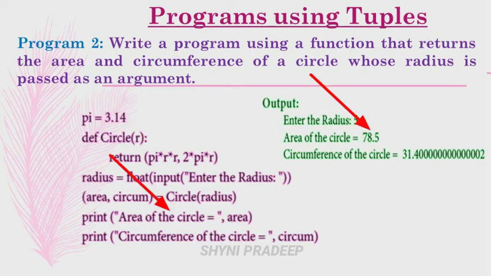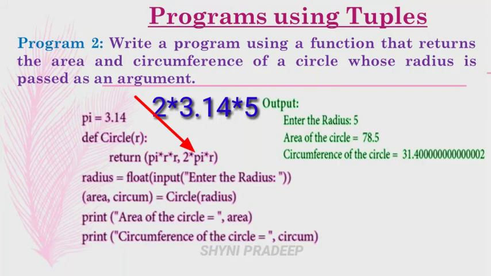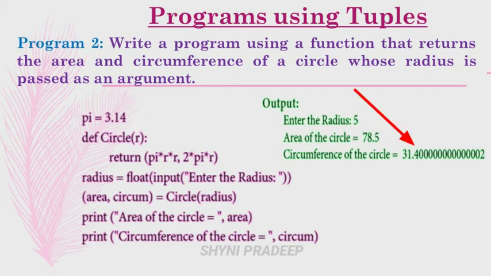So the area of circle is equal to, you have to write the value of that area. What is that? 78.5. Next, circumference of the circle. What is the formula? 2 into pi into r. Pi value is 3.14. So 2 into 3.14 into r value is what? 5. So the answer is 31.4000, etc. So it will be printed on the output screen.